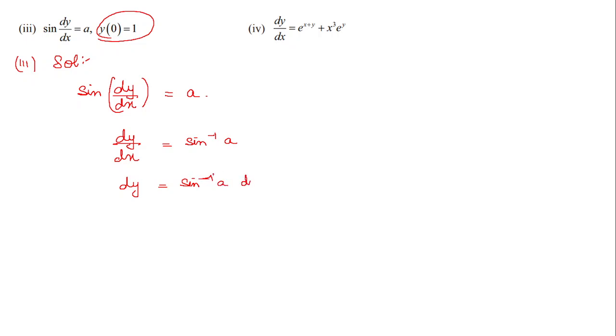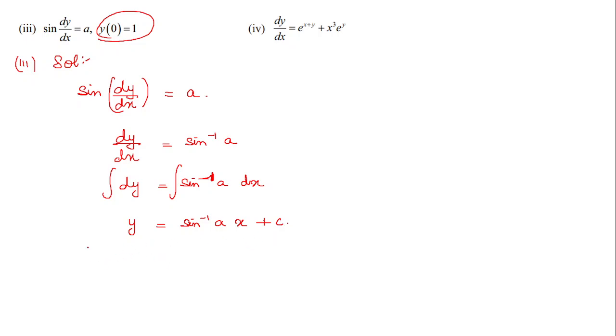This is actually inverse, okay? Inverse dx. So on integration, we are going to integrate on both sides. Sin inverse a is constant, so sin inverse a is also constant. So when we integrate, we will get y is equal to sin inverse of a into integral dx, which gives us x plus c. Okay. So I think it is clear till this.